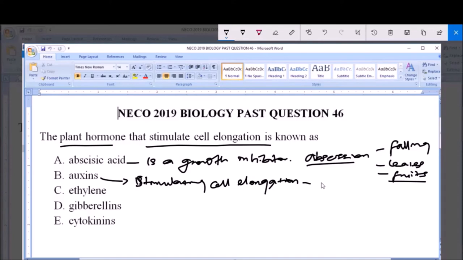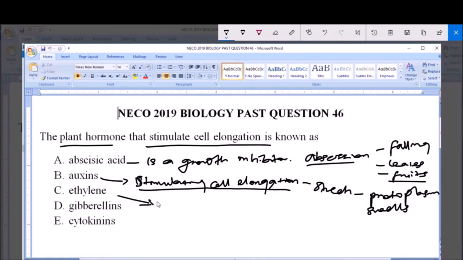So when auxin softens the cell wall, the wall is no longer rigid. It now makes it possible for the cell to stretch. They stretch as a result of their protoplasm swelling and increasing in amount. So that is what brings about the cell elongation produced by auxin.